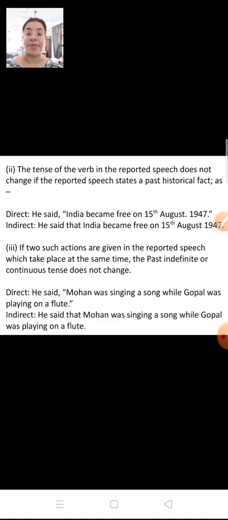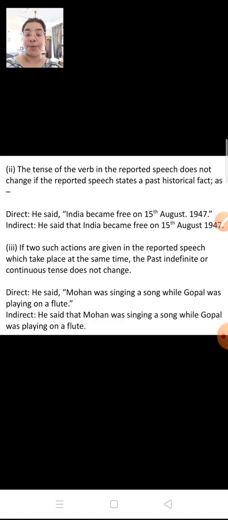For example, let us see. He said India became free on 15th August 1947. If we are going to change it into indirect, the sentence will be: he said that India became free on 15th August 1947. So again the same thing is repeated, which was repeated in the first rule also, that universal fact and habitual fact will not change their tense. And if we are stating something which happened in the past, and that is true, that is a historical fact, then also we are not going to change the tense of that thing. So the third exception comes here.